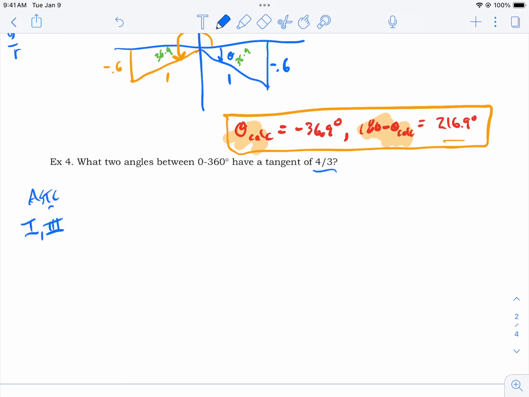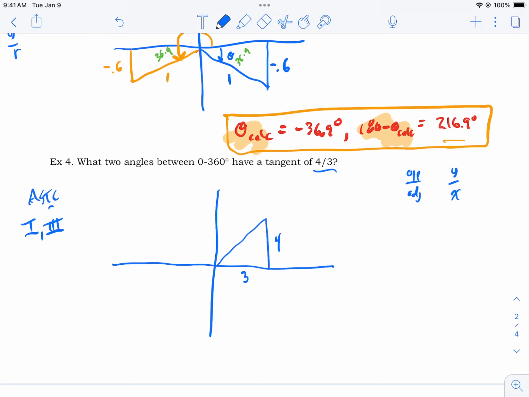Because the T is here. So it's positive in the first and in the third quadrant. Okay, first thing I'm going to do, now remember, tangent is opposite over adjacent, or when you're playing around with this coordinate system stuff, it's y over x. So you want the y over x ratio to be 4 to 3. So something like this. I'm not saying this is the scale necessarily, but that would be one of our answers.